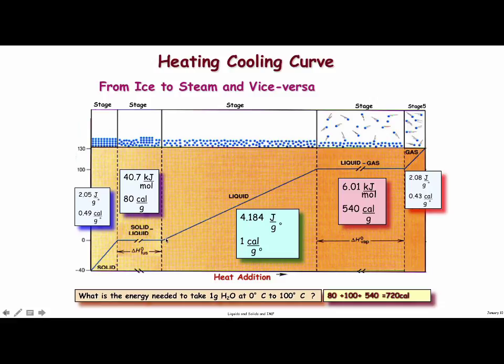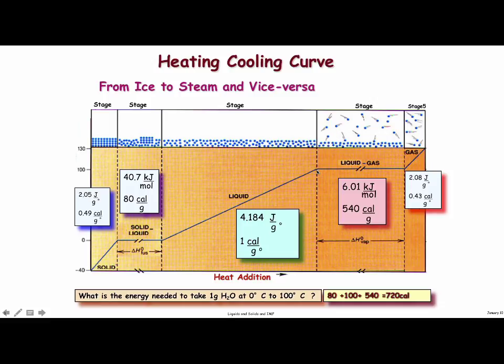So what happens is that if you put in 50 calories, that 1 gram of water will go up in temperature to 50 degrees. You put another 1 calorie, it'll go up 1 degree. If you go from 50 degrees to 100 degrees by adding an additional 50 calories, then reach 100 degrees. And at the molecular level, what's happening is that the water molecules start to move faster. At 100 degrees, they have enough energy to escape the interface and they go off into the gas phase.